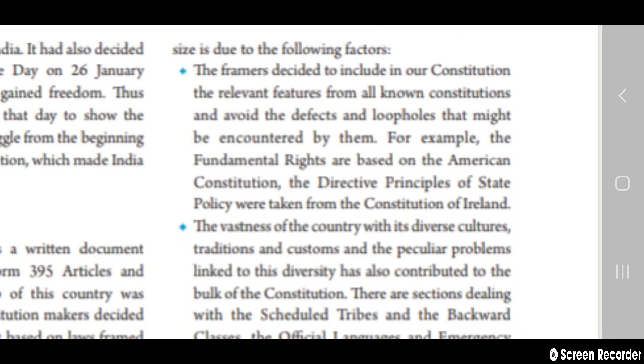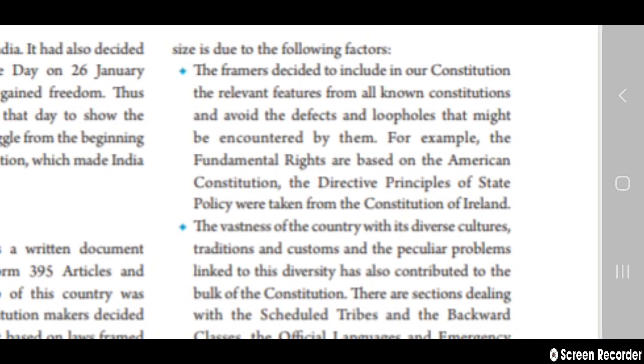from all known constitutions of other countries, taking some of the relevant features and adding them to the constitution, and avoiding the defects and loopholes that might be encountered by them. For example, the fundamental rights were taken from the American Constitution, and the directive principles of state policy were taken from the Constitution of Ireland. By taking some points from other countries' constitutions, the Constitution of India was prepared, and the lengthiest constitution was made.